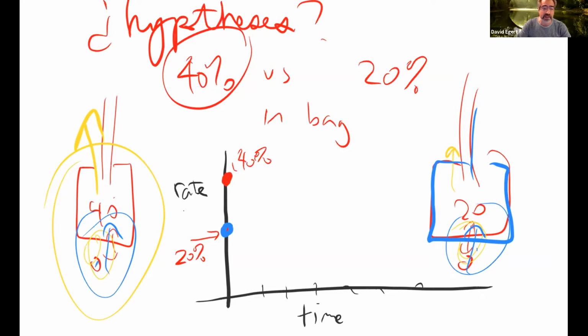What's going to happen as time goes on? What's going to happen to these rates? It's going to slow down as they reach equilibrium. It's going to slow down. What two things are happening to make them slow down?